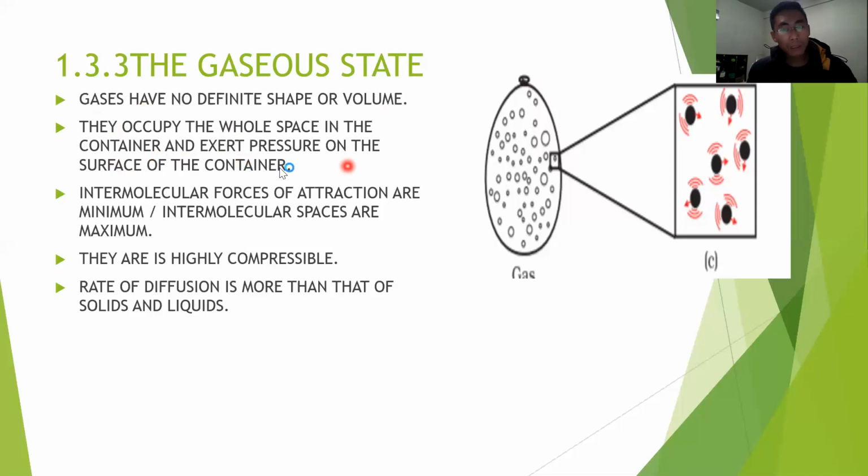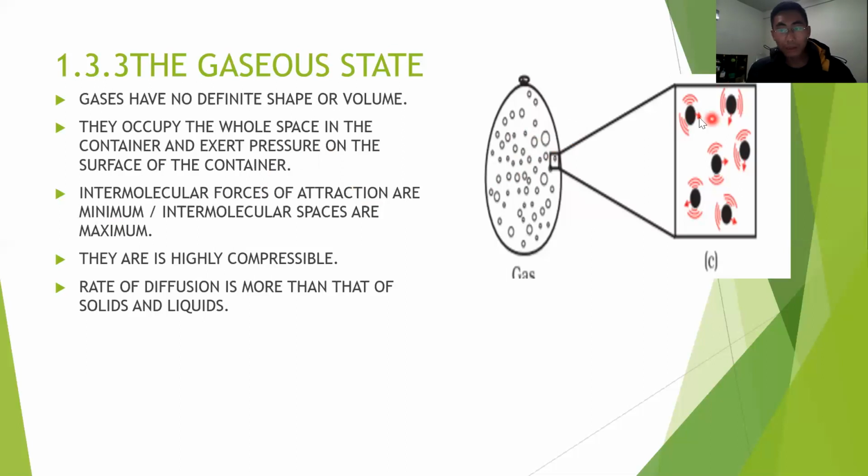Now, just take the case of a balloon. If you press it, there is a force pushing it back outwards, right? So that is the pressure exerted on the surface of the container from the inside. This is because the particles are randomly moving around at high speeds, and the collision of the particles on the surface from the inside exerts pressure on the surface. Now, intermolecular forces of attraction are minimum.